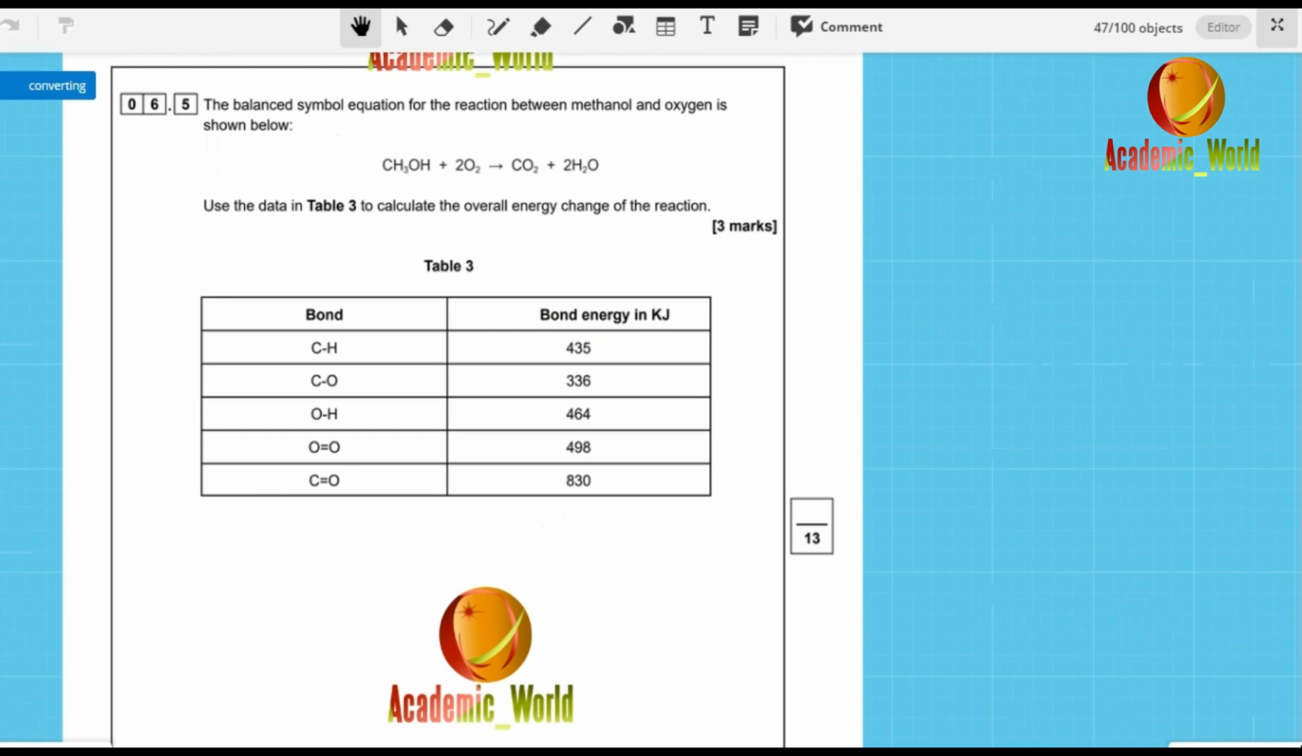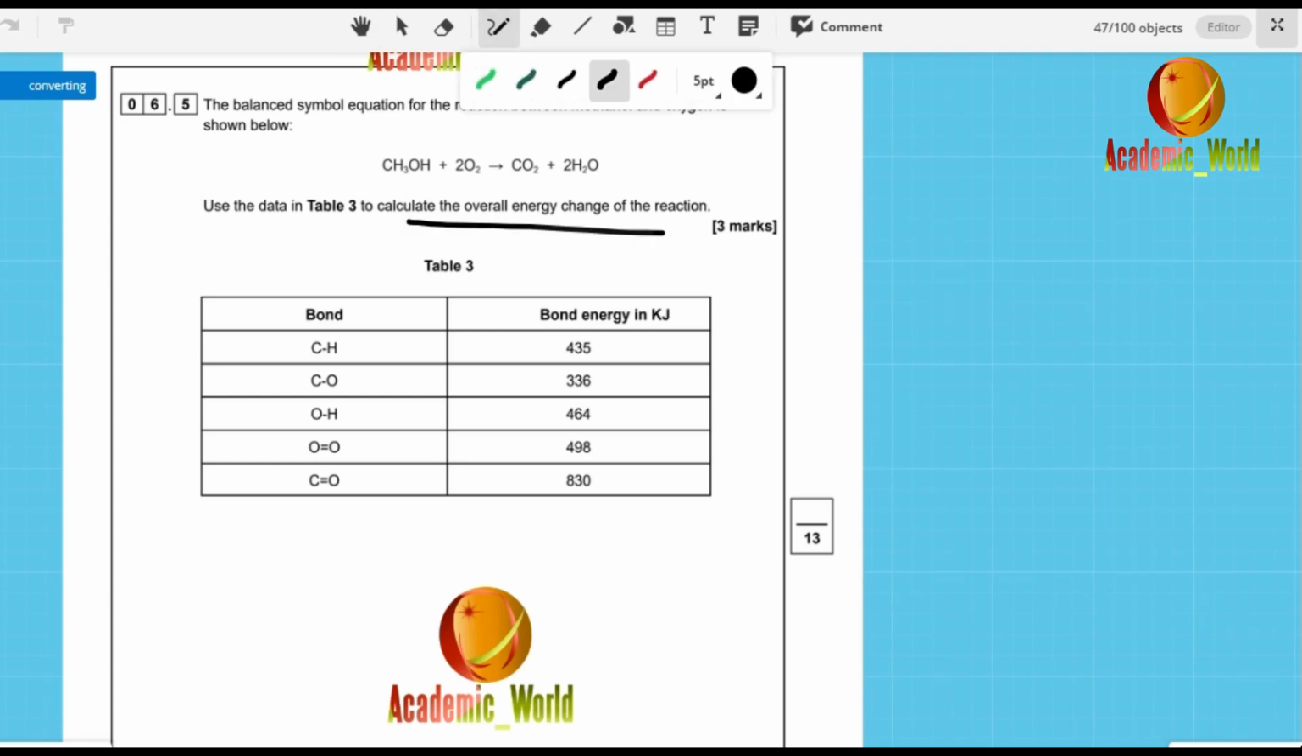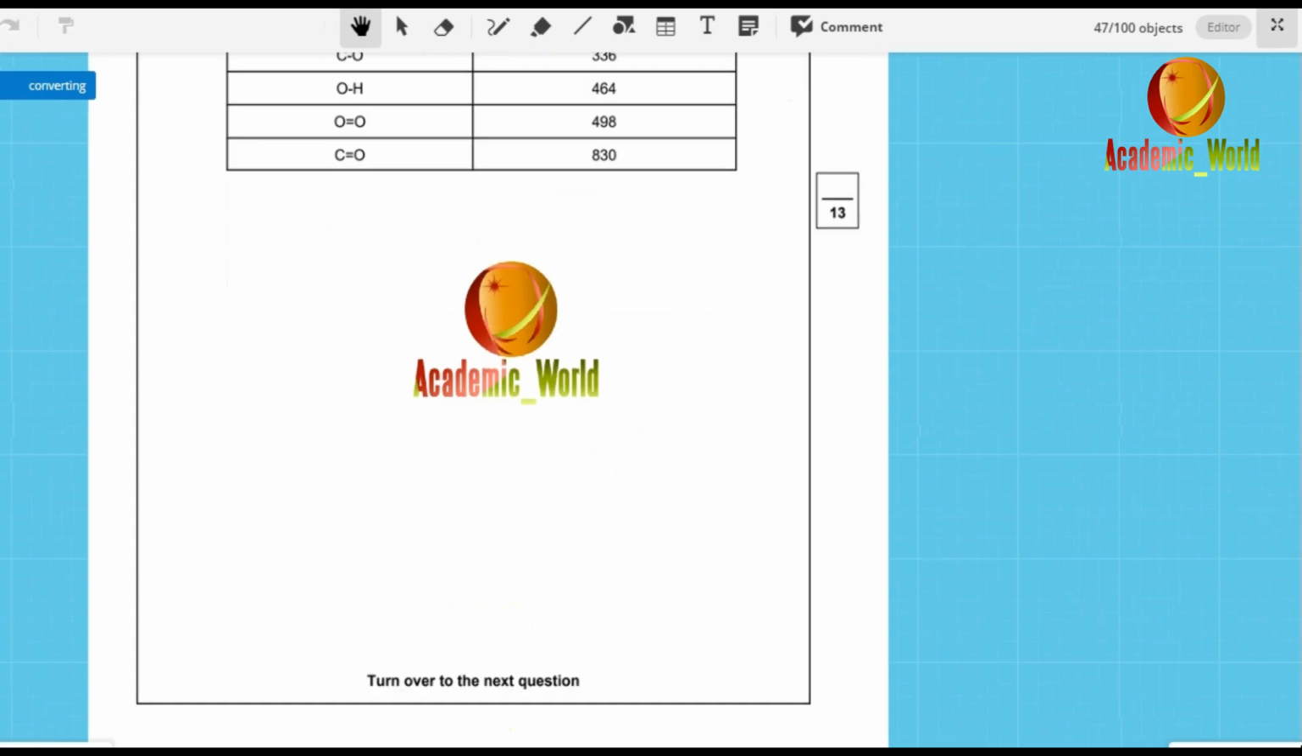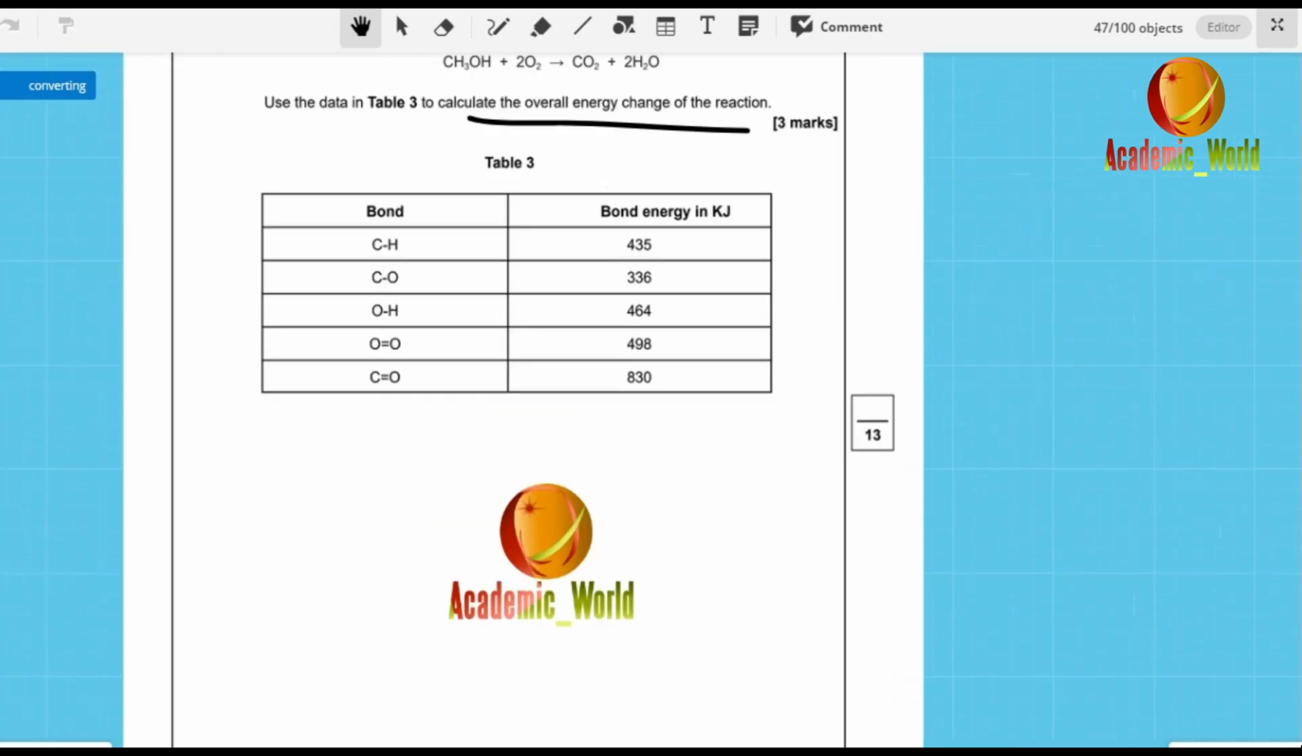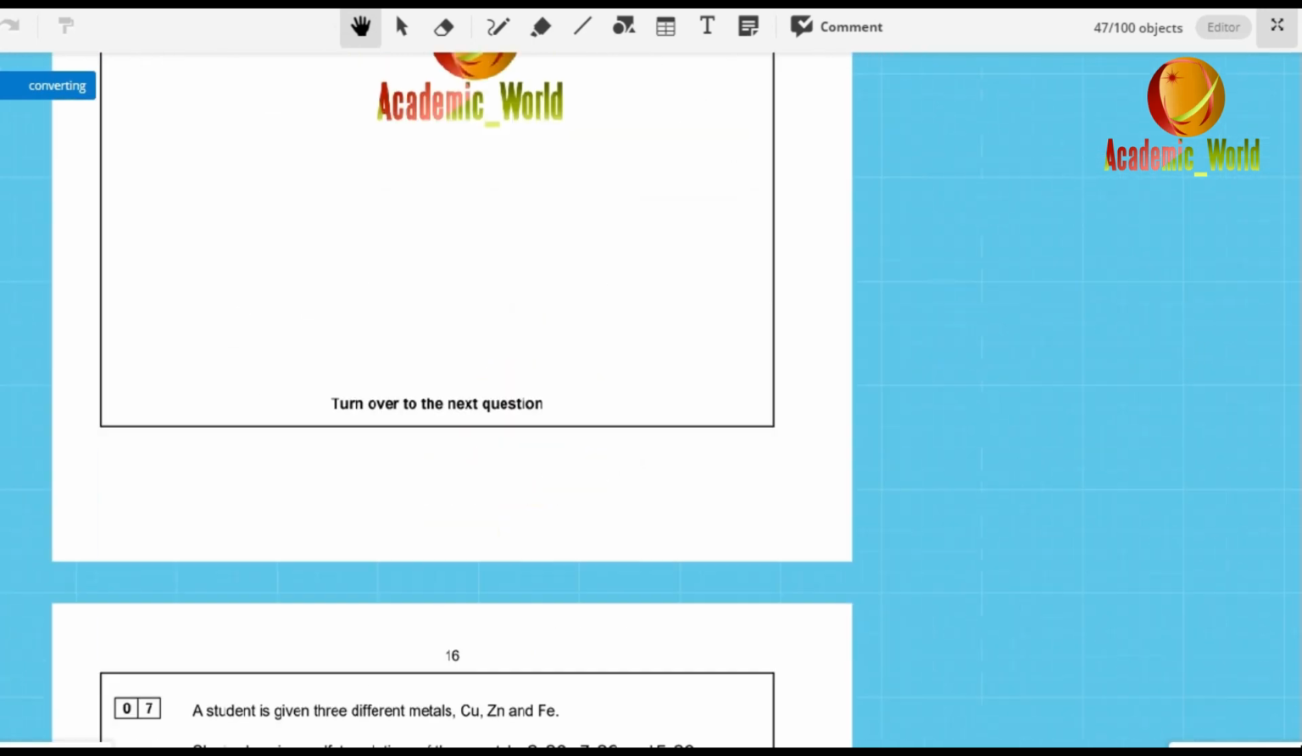And now that is the most important question from the exam's point of view. The balanced symbol equation for the reaction between methanol and oxygen is shown. There is also data in the table. You need to calculate the overall energy change for the reaction. So you can see here each bond energy that is given.